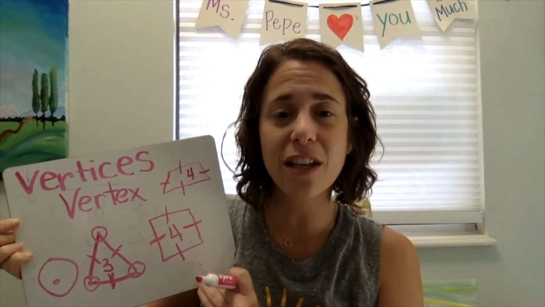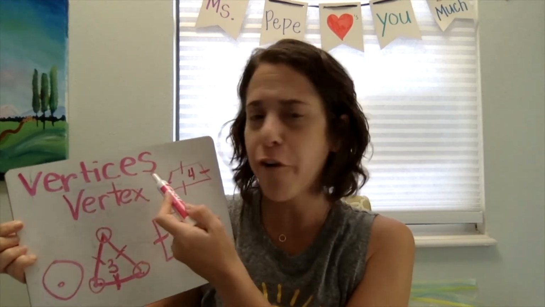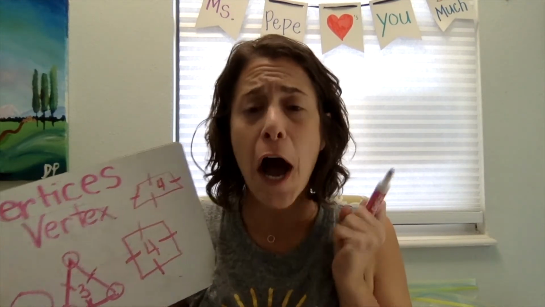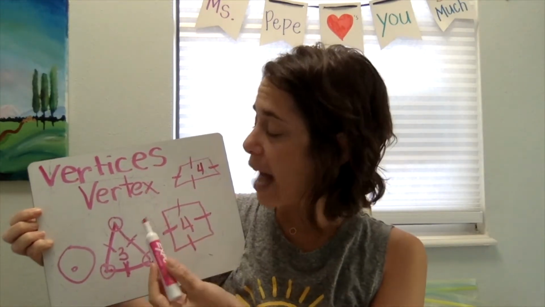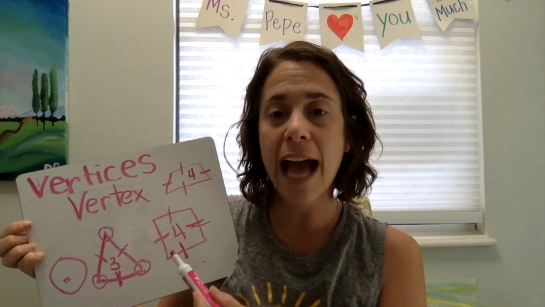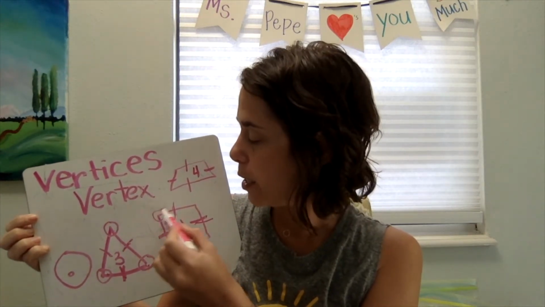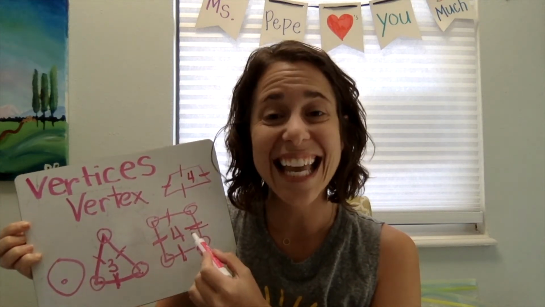The vertices are the corners. We don't say corners though. What word do we say? Vertices. Everybody say it loud. Vertices. Very good. Let's find this one. This is a square. We counted the sides. 1, 2, 3, 4. Now let's count the vertices. 1, 2, 3, 4. It's the same.